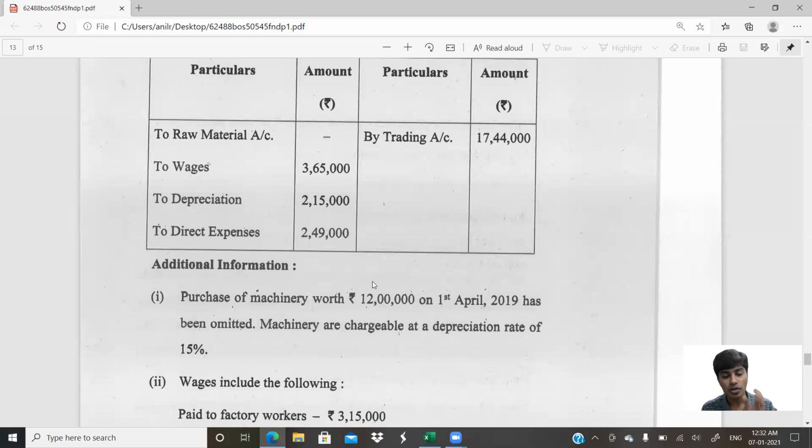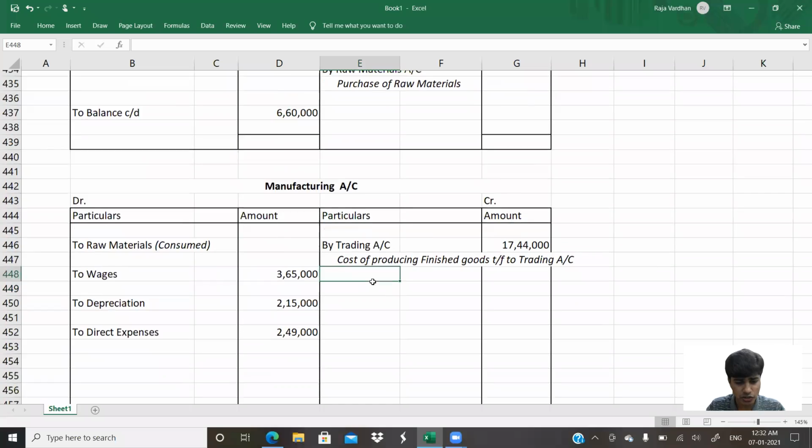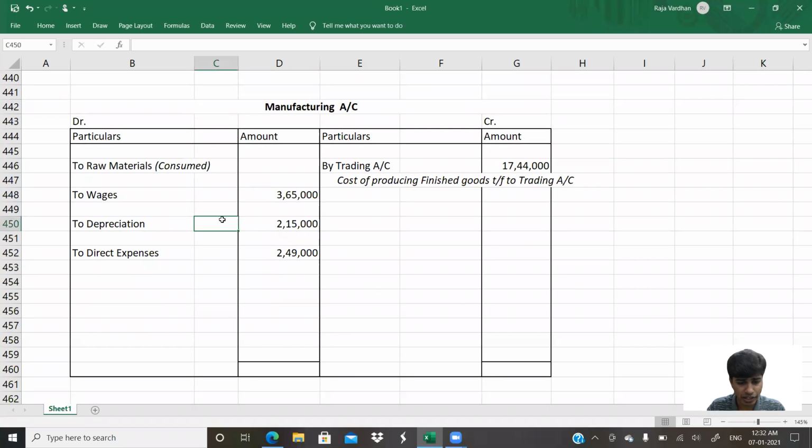So what do we do? That depreciation is wrong. It is less. We'd have to include this additional depreciation now. Shall we do this? Come on, let us do it. So this depreciation of 2,15,000 is incorrect. So I'll write it in the inner column.